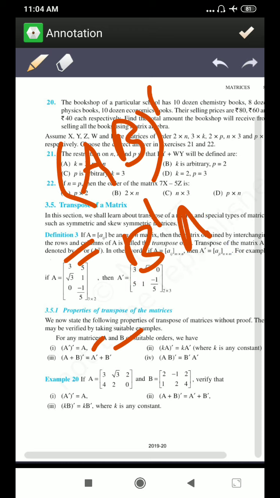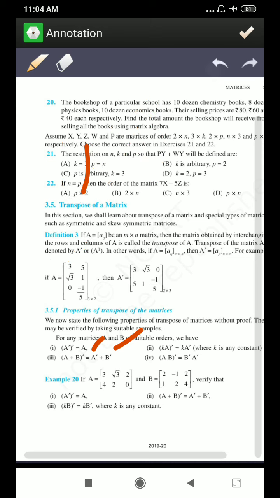On the basis of that we can do the questions easily. Like in example number 20, a matrix A is given and B is given. We want to verify so many things. A transpose whole transpose is equal to A only, so we can easily do it.